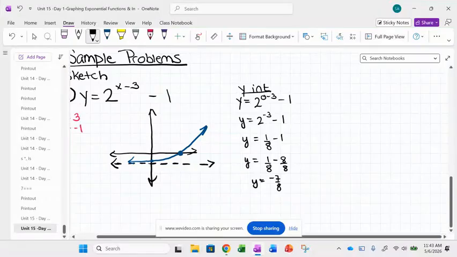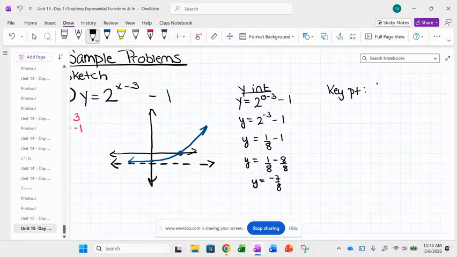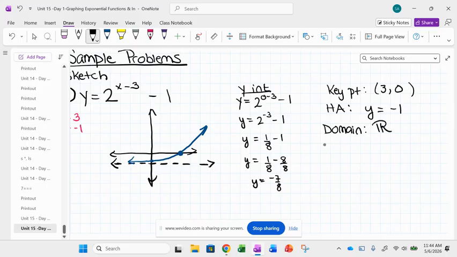Okay, so let's identify some things. My key point has now shifted where? To what point? (3, 0). We had a horizontal asymptote at y equals negative 1. What is my domain for this? All real numbers, perfect. What about the range? Stephen?